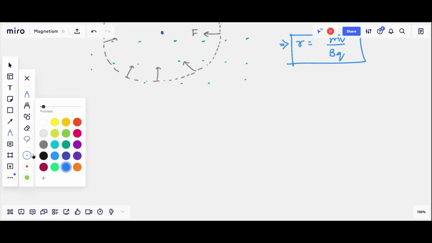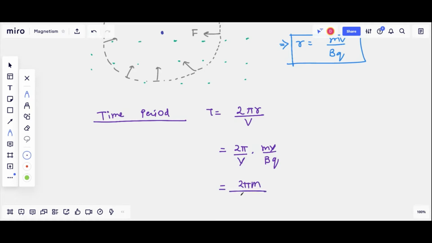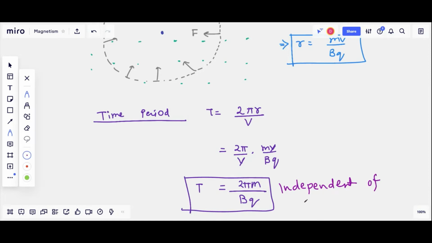Another important expression worth remembering is the time period. We know that the time period is given by 2 pi r over v. So let's substitute the value of r over here, mv over bq. This v gets cancelled and we are left with 2 pi m over bq. An interesting thing to note about this time period is that it is independent of velocity. This is worth noticing.